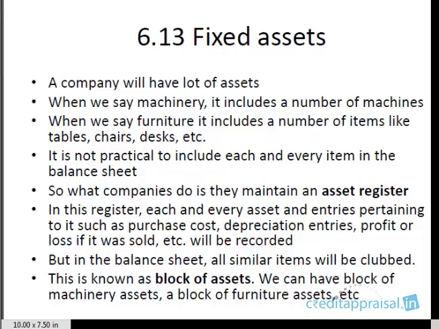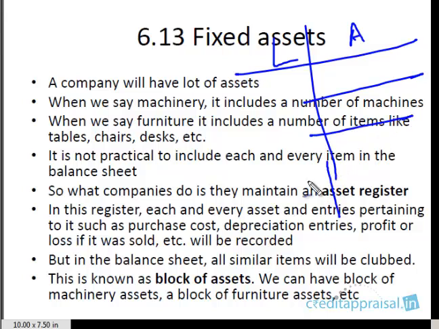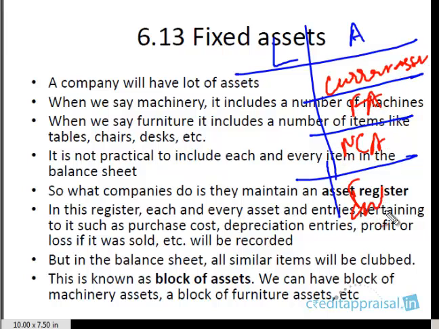Welcome back. We are now in segment 6.13, and in this segment we will be discussing fixed assets. Please recall that in the earlier segment we started a discussion of assets. We discussed that there are four major headings under which you can classify assets. The first is the current assets, then we have the fixed assets, the non-current assets, and the intangible assets.